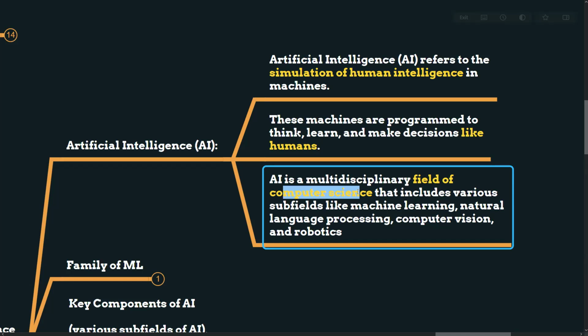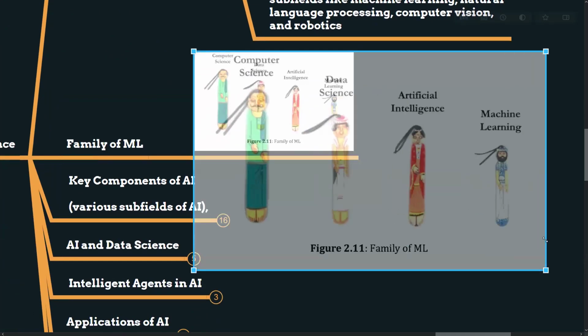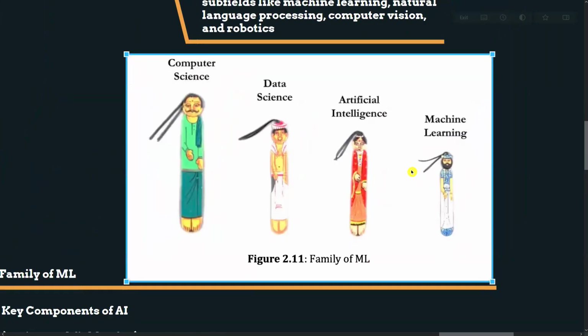Here I have included machine learning, natural language processing (NLP), computer vision, and robotics. These are subfields of computer science. So you can get a proper idea from the family of ML picture. This is in your study text also. You can see the family of ML, meaning the family of machine learning, right? Computer science is like a grandparent. Within computer science, a subfield is data science. Within data science, there's a subfield called artificial intelligence. Within artificial intelligence, there is machine learning, right?